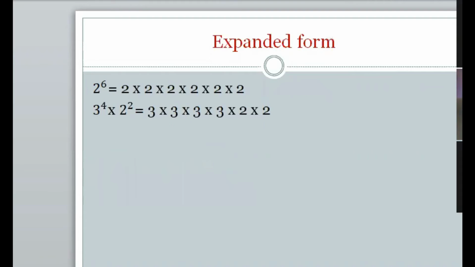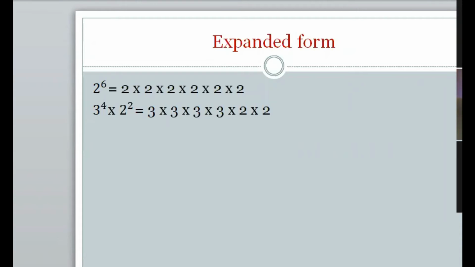Good. So let's look at expanded form. Like I said, expanded form is making it larger. So in this case, we have 2 to the 6th power. I'm explaining to Shana. Shana, please mute your mic. Good. So 2 to the 6th power will be 2 times 2 times 2, well, 2 six times, not 2 times 6. 2 multiplied by itself 6 times.